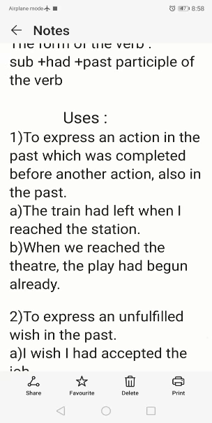In the second also, when we reached the theater, the play had begun already. So we reached the theater, that is one action. The play had begun already, that is another action. Again, when we think of both the actions, the first is the play had begun already. That action, the beginning of the play, had already started. It has occurred earlier than our reaching the theater.